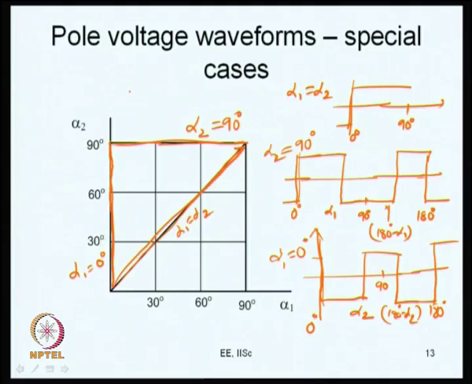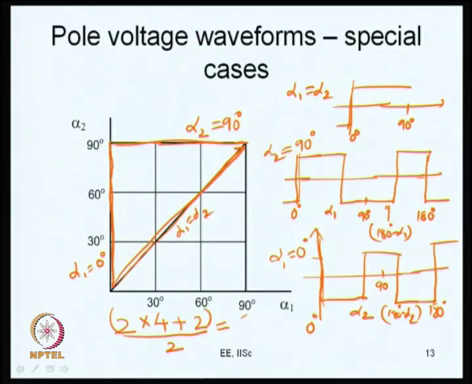You have 2 switchings per quarter cycle, and how many quarters are there? There are 4 quarters. So, this is 2 multiplied by 4, plus there are 2 switchings, that is 1 switching at 0 degree and 1 switching at 180 degree. So, a waveform totally switches 10 times, 2 times 4 plus 2, that is 10 times in a full cycle, and that divided by 2 is the number of switching cycles.